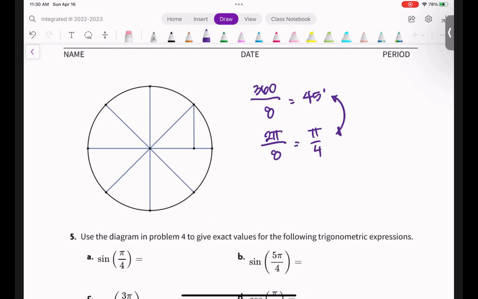So the next thing that I want to make sure that I do, hold on, I just need to check something.